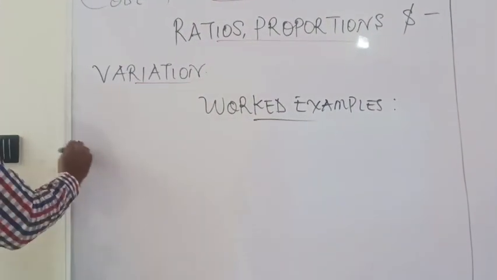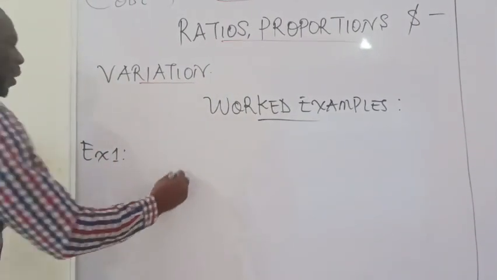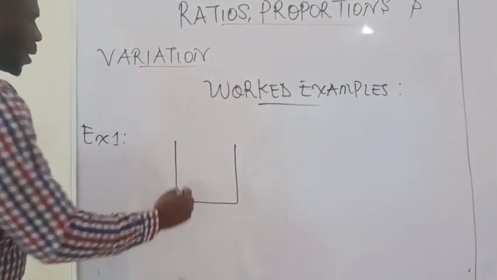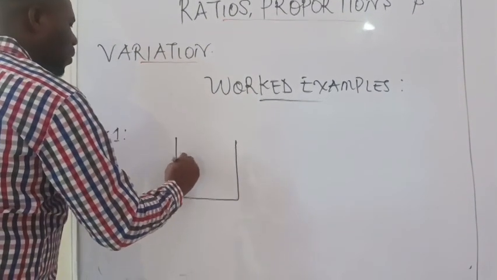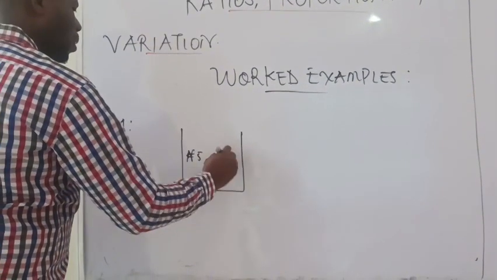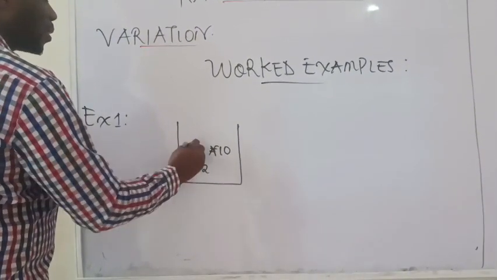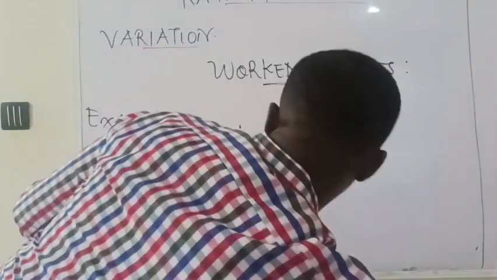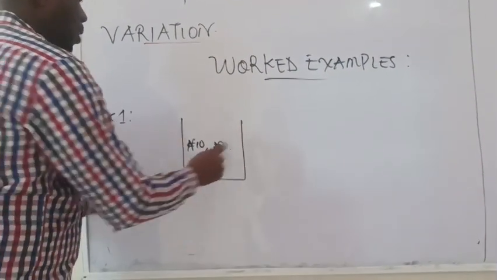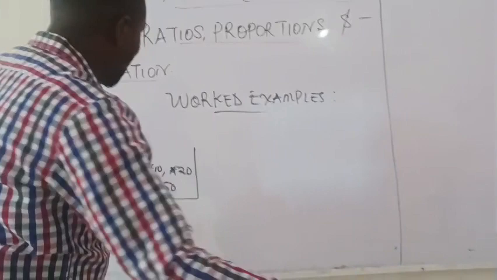The first question, which is more of an application question, is: let's say in a bag, or let's say in a container, there are denominations of 5 naira, 10 naira, and 20 naira. Let's say this is 10 naira, and there is 20 naira, and there's also 15 naira. Alright, so this is just in a bag, or let's say a container.